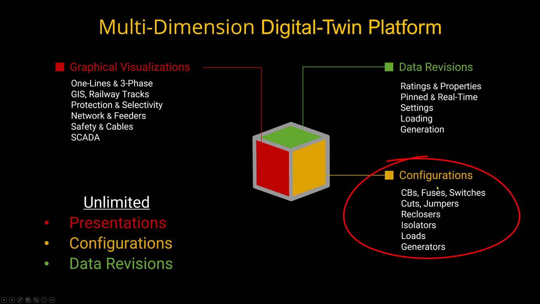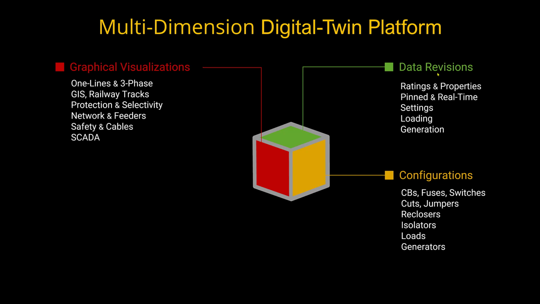There must be flexibility on configurations. So configurations that are used under design stage may be quite different than the ones that are used during operations. So the visualization, which we call presentations, the configurations, which is the topology, and the data revisioning, which is the state of the engineering data, are all unlimited within ETAP.